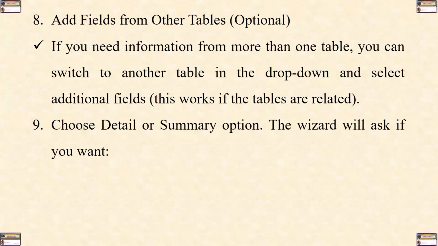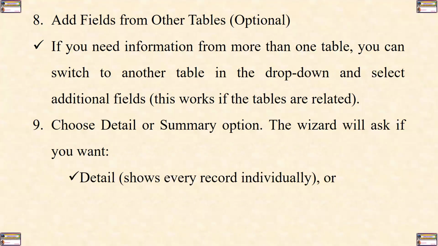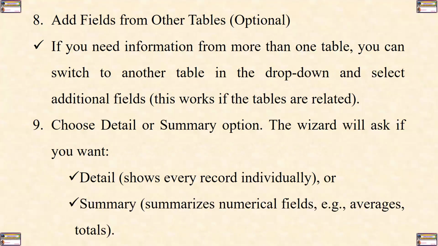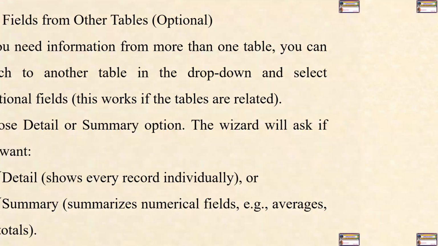You can then choose detail or summary option, such that the wizard will ask you if, for example, you want to display your results in detail, which shows every record individually, or in summary, which summarizes numerical fields, for example, averages, totals, etc. Then you click on Next.